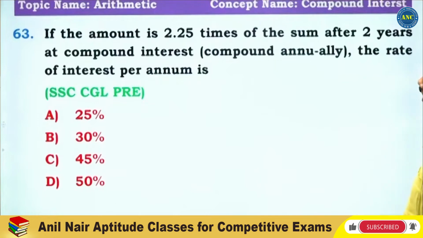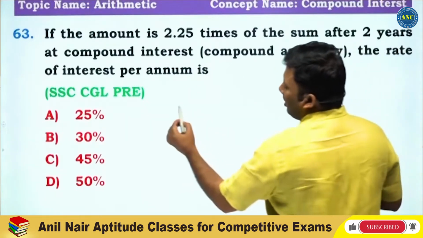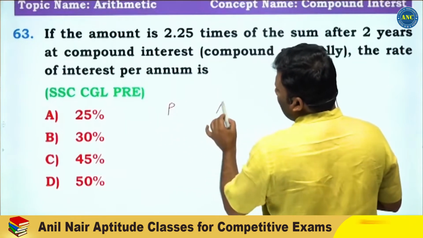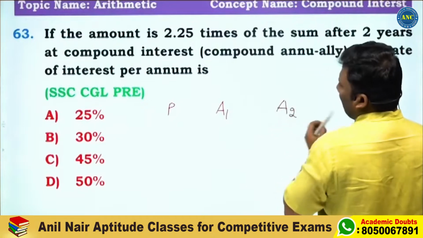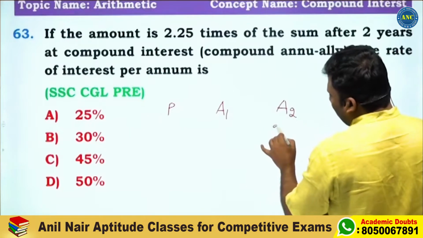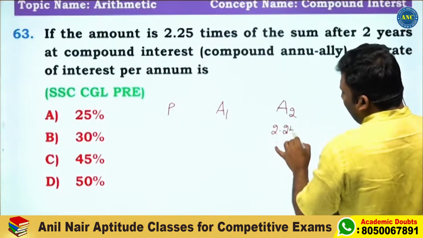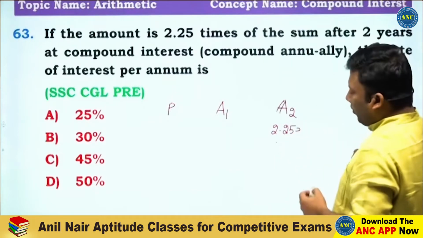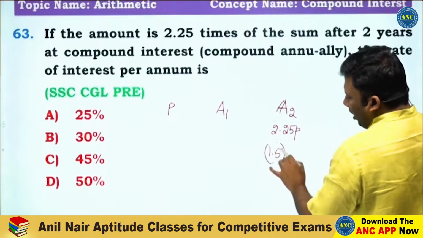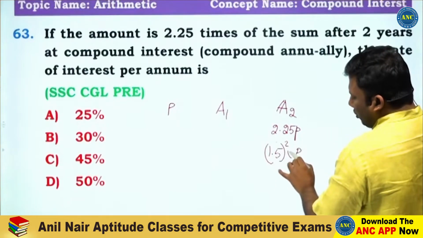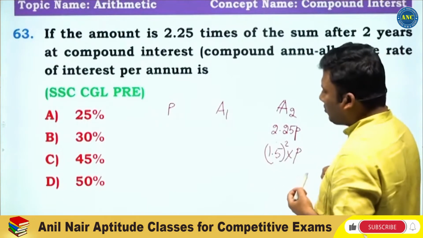If the amount is 2.25 times the sum after 2 years, there is a principal, an amount after the first year, and an amount after the second year. The second year amount became 2.25 times the principal, so 2.25 times P equals P into x squared. So it is 1.5 whole squared into P.